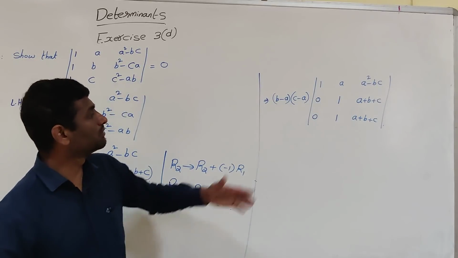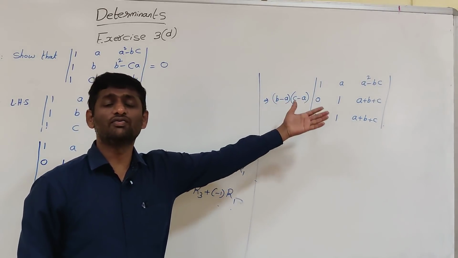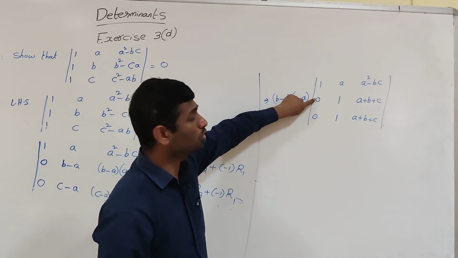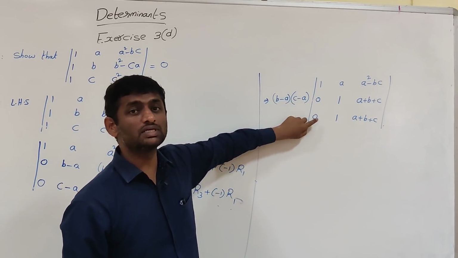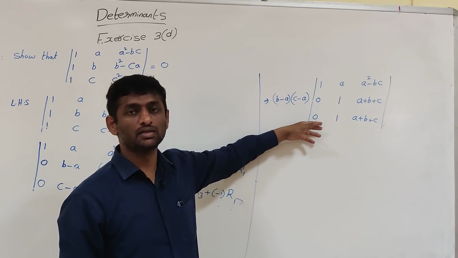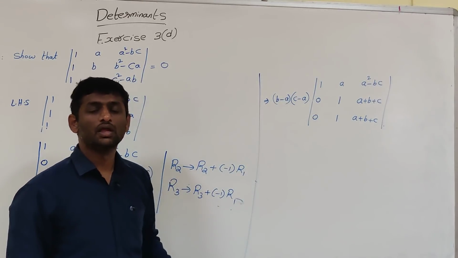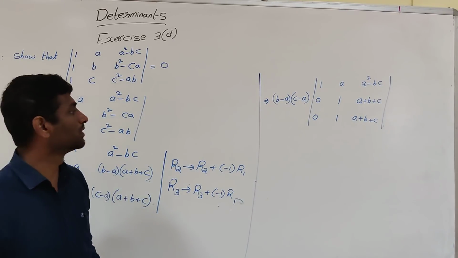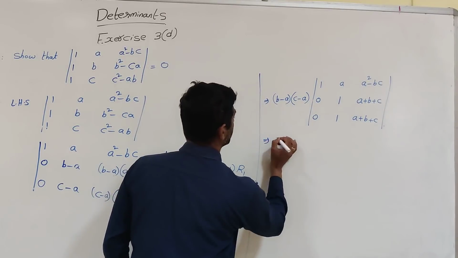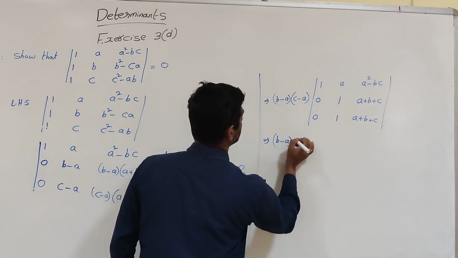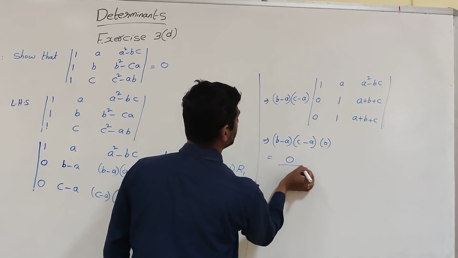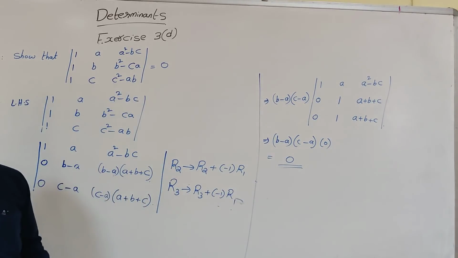Now see the determinant. No need of finding a value, because here the row 2 elements and row 3 elements are identical. So what is the property? If any two rows are identical, the determinant of the matrix will be 0. So we can directly have B minus A, C minus A into 0. So the entire value will be 0. So that is the proof. Next question.